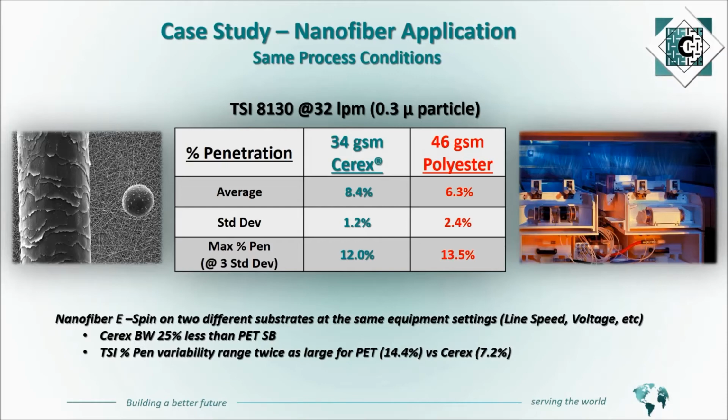This is probably because we were not able to optimize the settings and so forth, but what I really want to point out, and what's more important here, is the standard deviation. The standard deviation of the Cerex sheet is about half the standard deviation of the 46 gram polyester sheet. So again, we think the substrate was more uniform, which allowed the nanofiber laydown process to result in a much more uniform sheet as well.